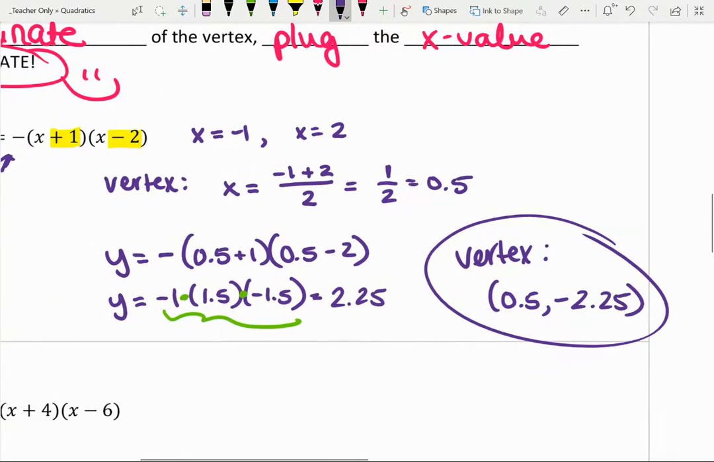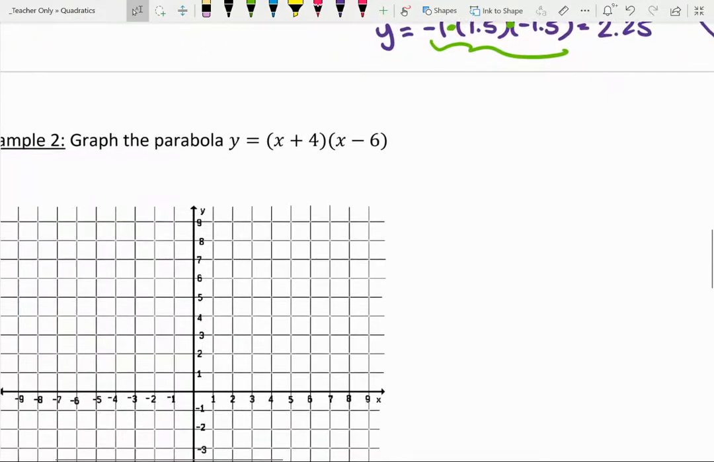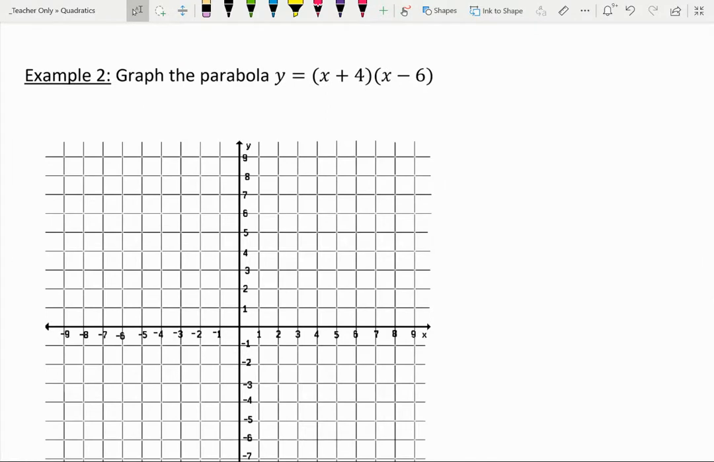So it does take just a little bit of practice to get used to finding those x-intercepts first. But again, we're going to do a few more examples together just to make sure that this is something you're comfortable with. So let's take a look at, this time we're actually going to graph a parabola, which means we're going to utilize all of those other features. So we are graphing y equals (x plus 4)(x minus 6).